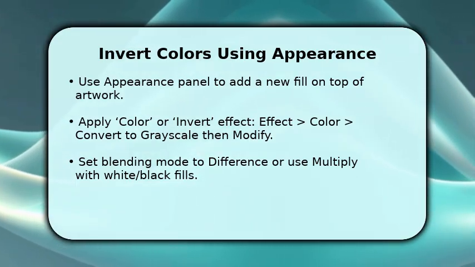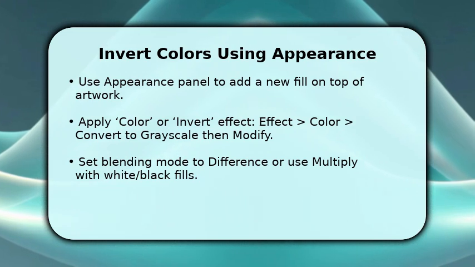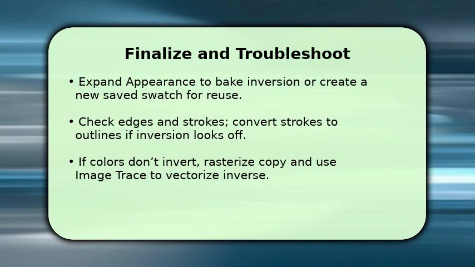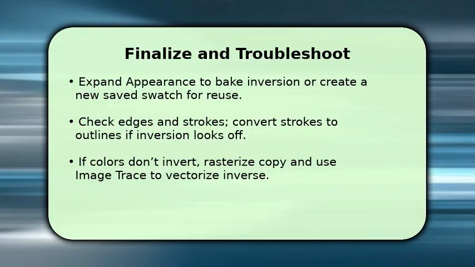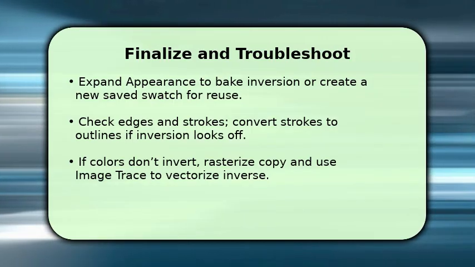Finish by expanding the appearance to commit the inversion if you need a static result. Object > Expand Appearance. Then tidy up strokes and compound paths. If strokes look inconsistent, convert them to outlines so the inverted fill behaves predictably. Make a backup copy before finalizing.